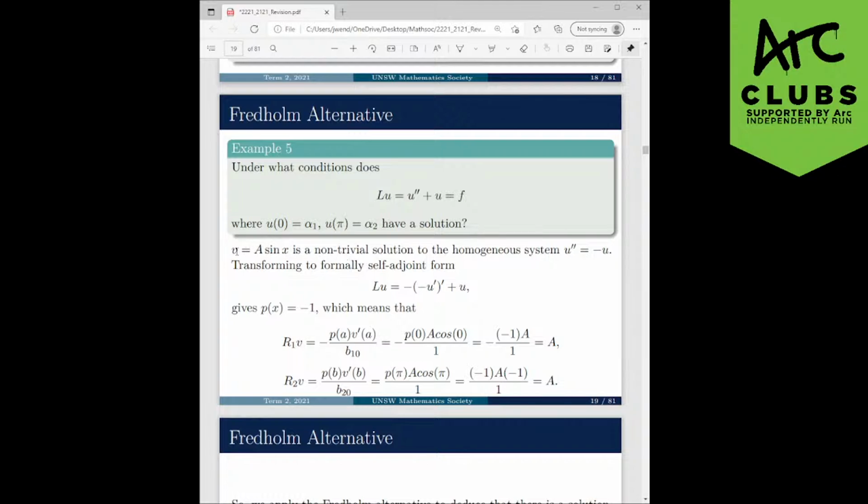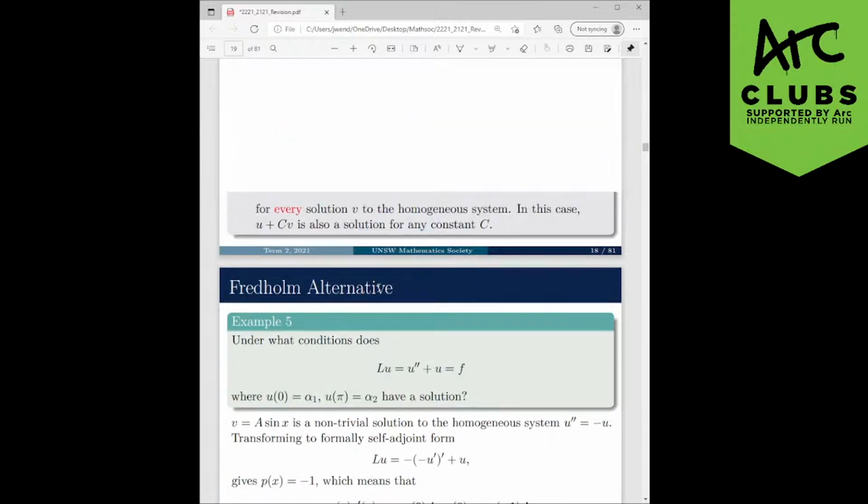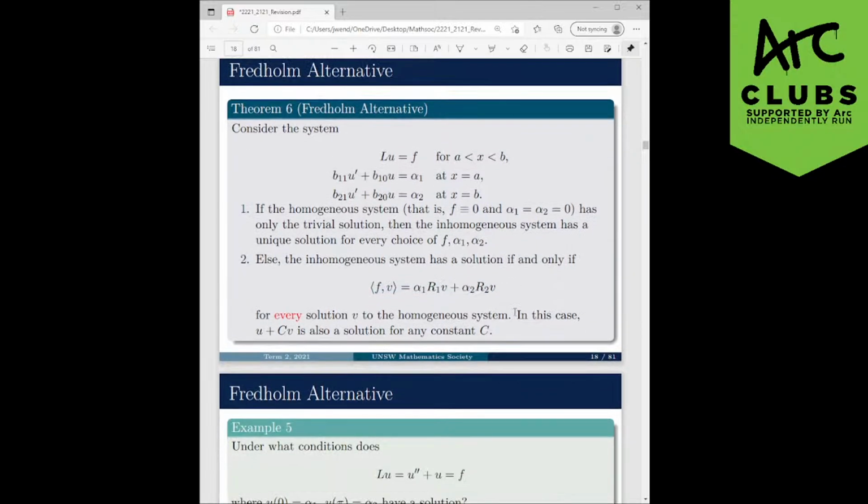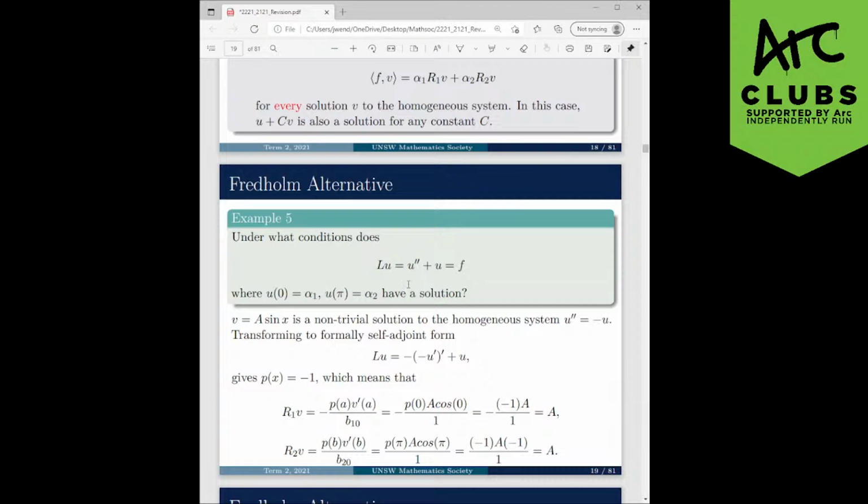So you found here v equals a sine x as a non-trivial solution to the homogeneous system, which means you're now in that second bit of Fredholm's alternative, where if you can prove it satisfies this fancy-looking condition over here, then you'll know the inhomogeneous system has a solution, which is what you need here. Under what conditions does it have a solution?